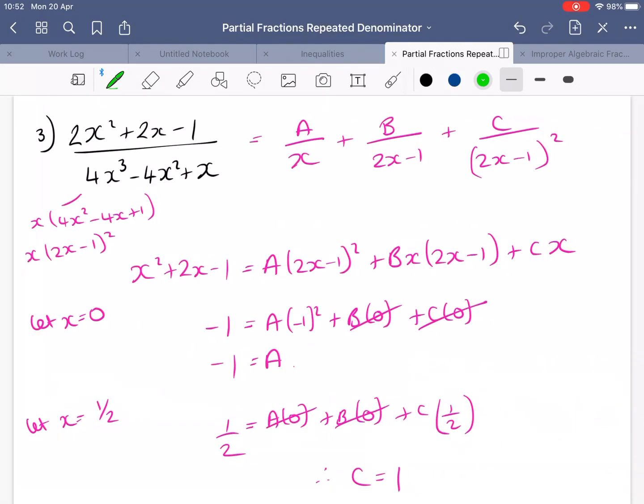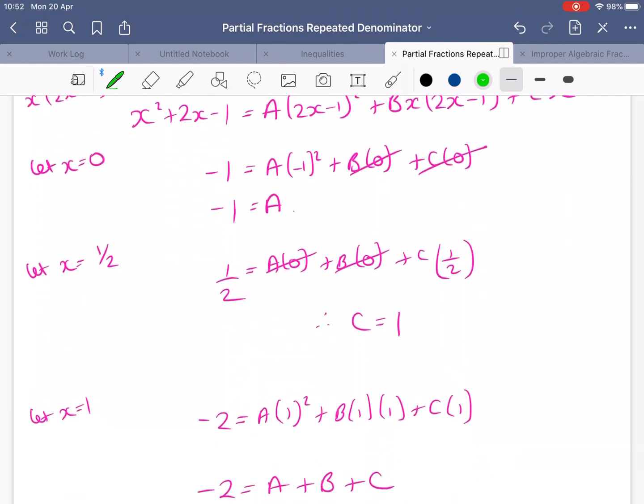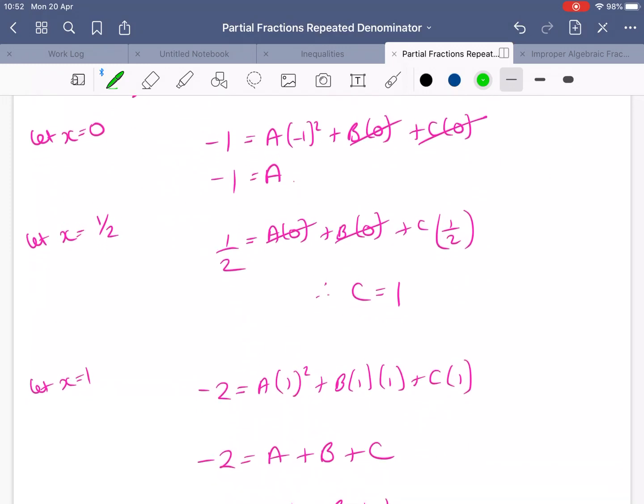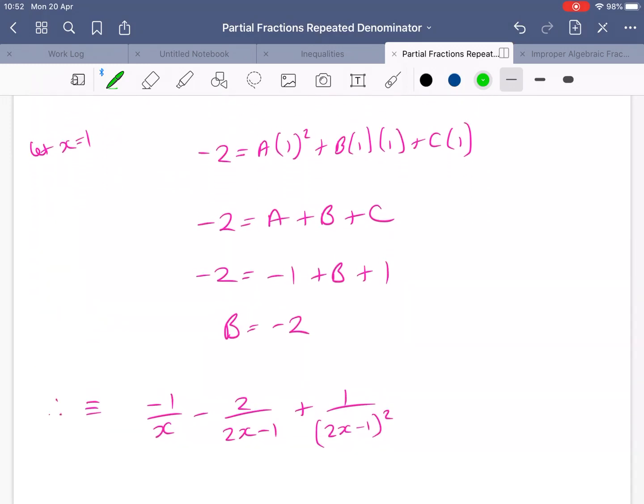And the final one, slightly hardest but not too bad. Take out a factor of x, you end up with 4x squared minus 4x plus 1. Factorise that, we end up with 2x minus 1 squared. So we've got a repeated factor of 2x minus 1, so we end up with a over x plus b over 2x minus 1 plus c over 2x minus 1 all squared. And so again, using the substitutions, hopefully you had the same answer as me.